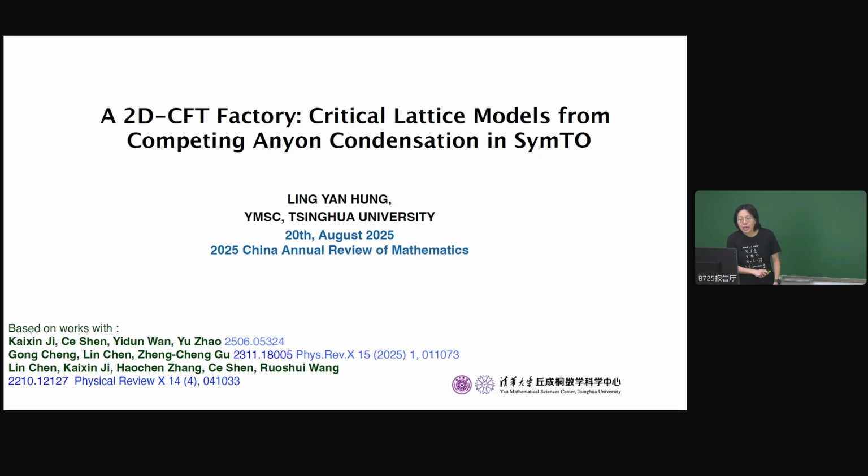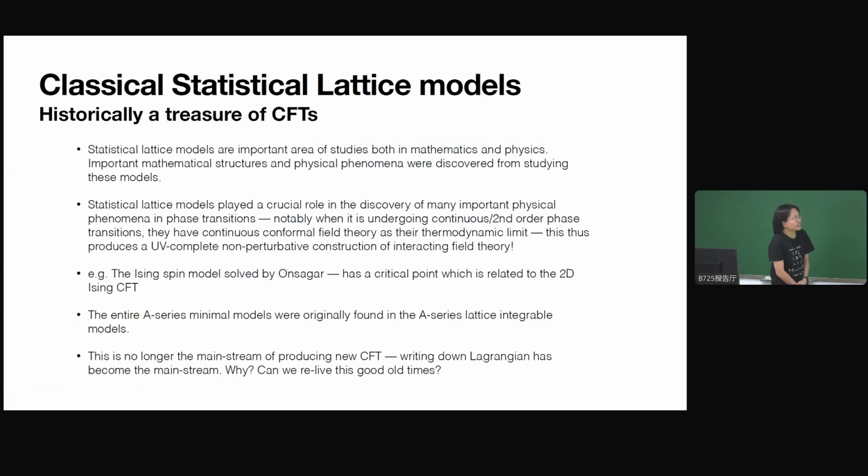So let me motivate a little bit why these kinds of problems are interesting. Why are we interested in critical lattice models in the first place? Statistical lattice models are by themselves an important area of study, both in mathematics and in physics. There are lots of important mathematical structures that have been discovered in these statistical models, and there are important physical phenomena, particularly about the physics of phase transitions, that we can understand through studying them.